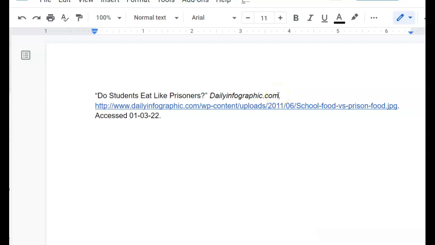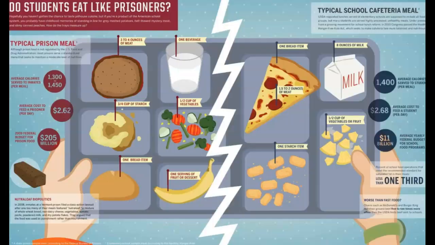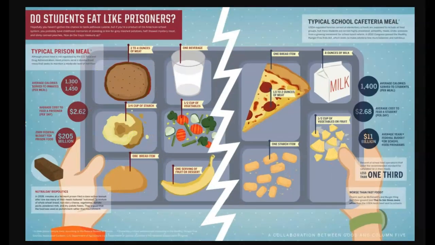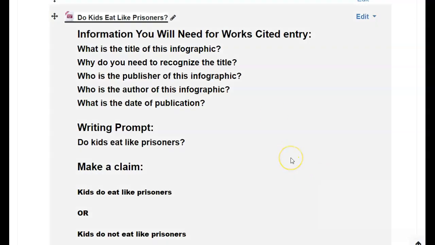We do have this. We got it from the URL right here, but we don't have a date of publication, so we skip it. The URL comes with a period at the end of it, and then the date that we accessed it. Okay, so that is, let's see, back to the page here.